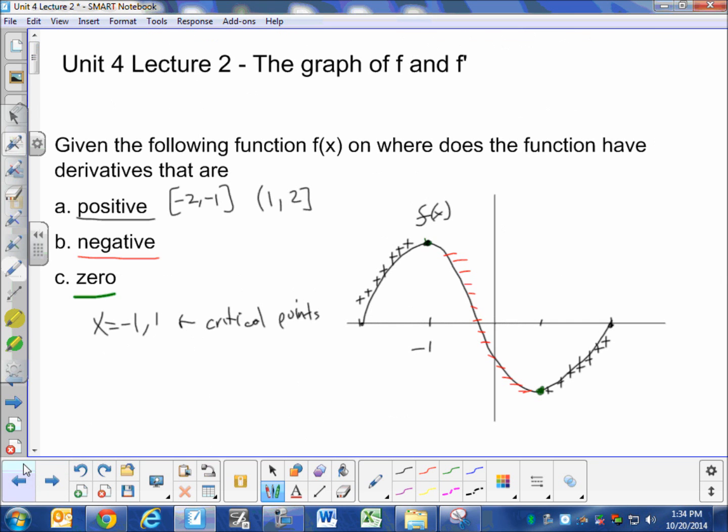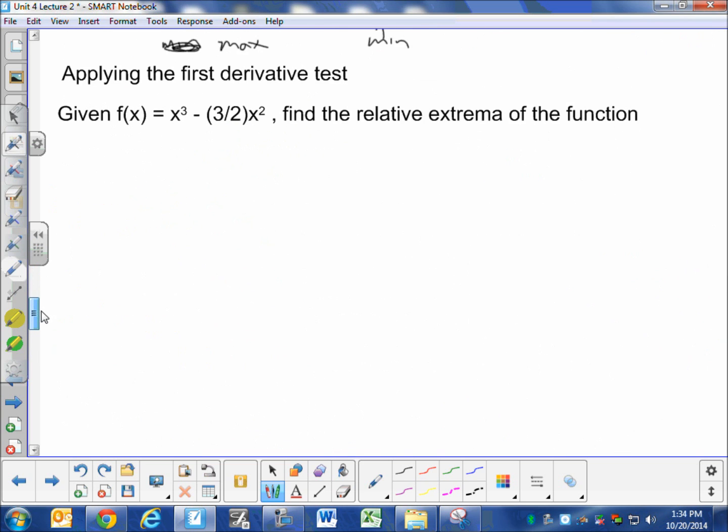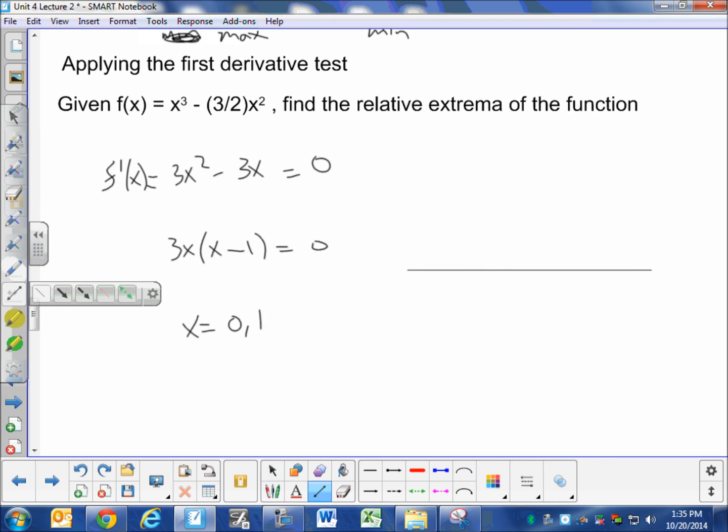All right, so let's go back and do more of these analysis problems. So let's find the relative extrema for x cubed minus 3/2 x squared. So step 1, take the derivative. Set it equal to 0 or see when it's undefined. I'll go ahead and factor out a 3x. I get critical points at 0 and at 1. Step 2, analyze the signs of f prime.